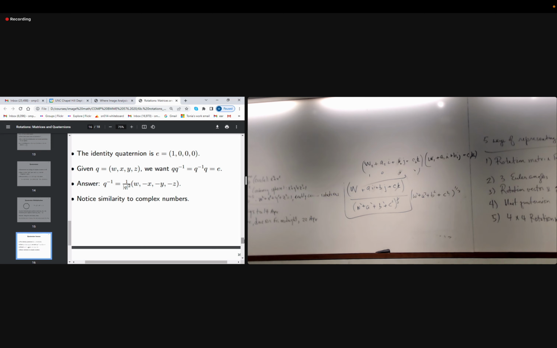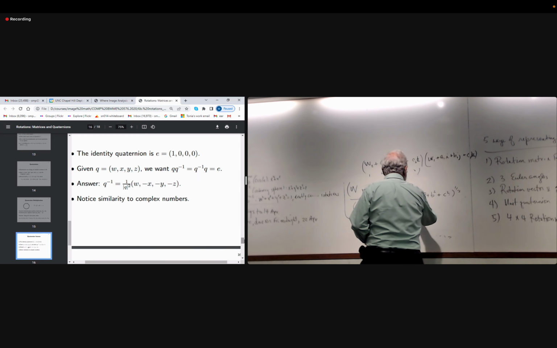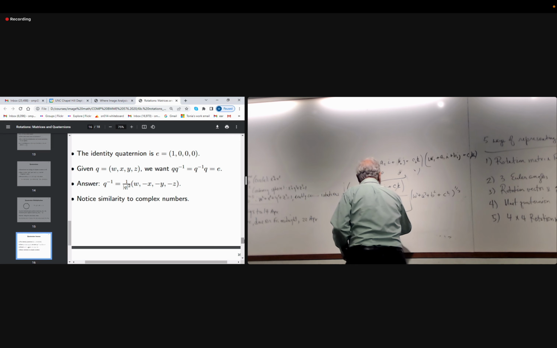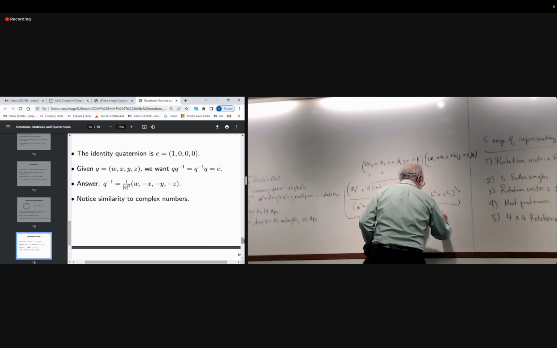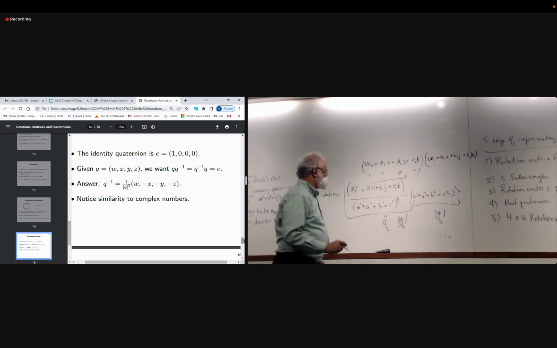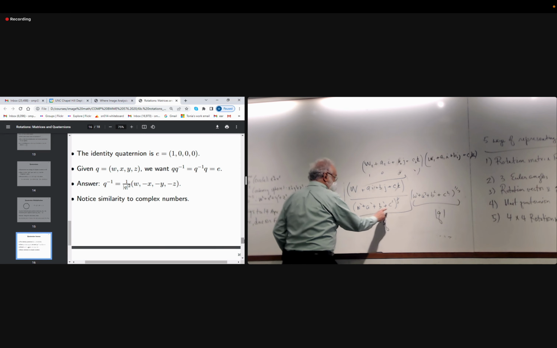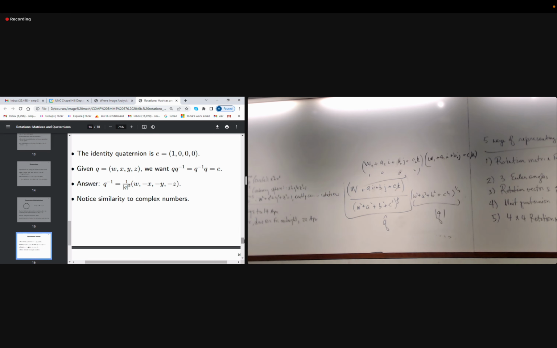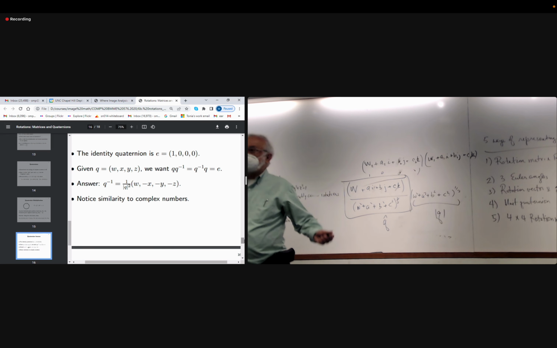All right? So this guy here is called the size of Q, and this guy here is called Q hat, which is the original quaternion divided by its size, a unit quaternion, and therefore its sum of squares of elements is equal to 1, right?